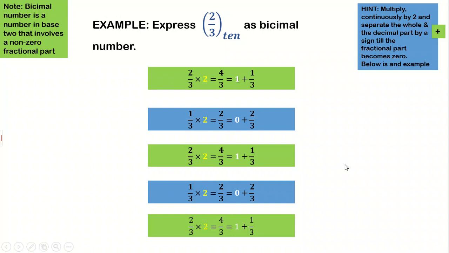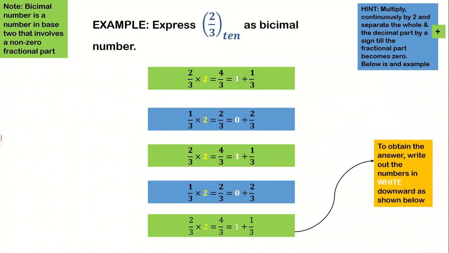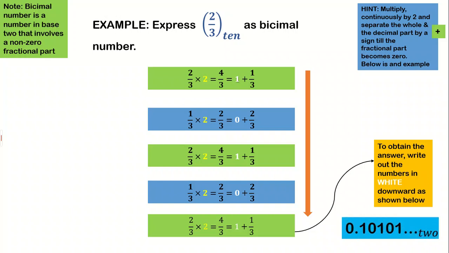So at this point, to obtain your answer, write out the numbers in white, okay? You can see the numbers in white. You have 1, 0, 1, 0, 1, okay? Numbers in white, down as shown below. You write it down as shown below, not the other way around, okay? This one is the opposite of that. So you have 1, 0, 1, 0, 1 as your final answer.